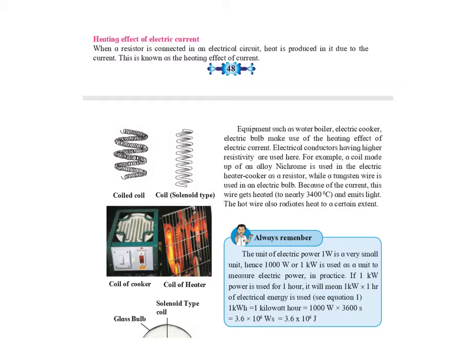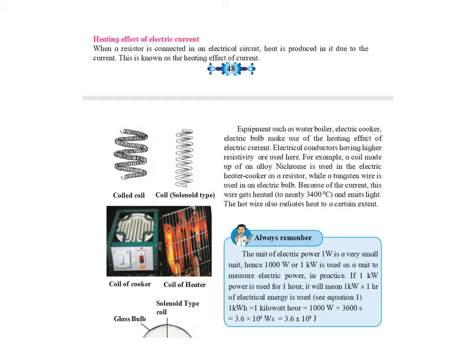This is very useful for us. There are a lot of equipments or appliances like water boiler, electric cooker, electric bulb, induction, etc. that make use of the heating effect of electric current. For this particular purpose, we use electrical conductors which have a high resistivity and a very high melting point. The example given to you here is of nichrome.